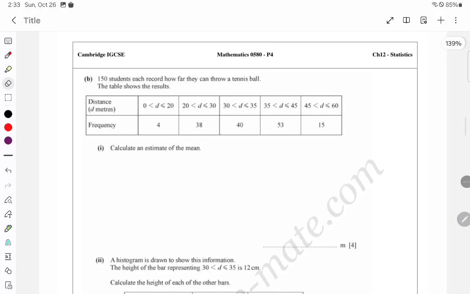Now in part B of question 32, 150 students each report how far they can throw a tennis ball. Frequency is given, and calculate an estimate of the mean. So because we have to calculate the mean and we don't have the graph for the cumulative frequency, we have to calculate the mean and the fx. For that, we have to complete the table.